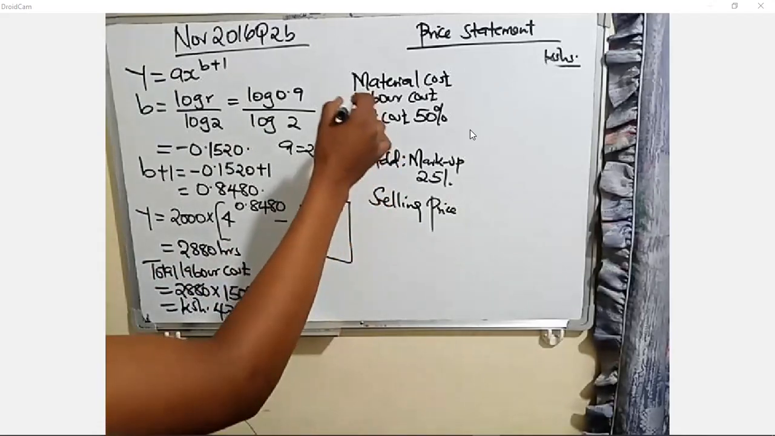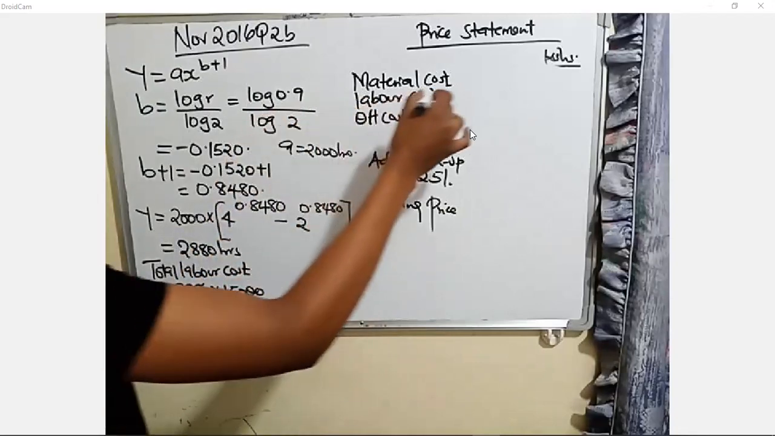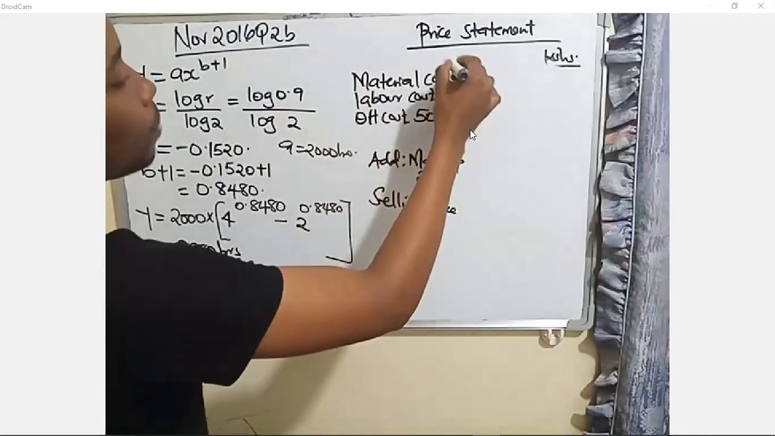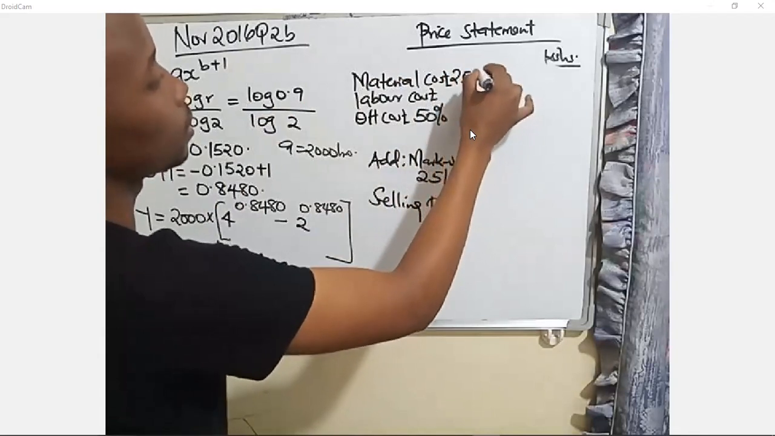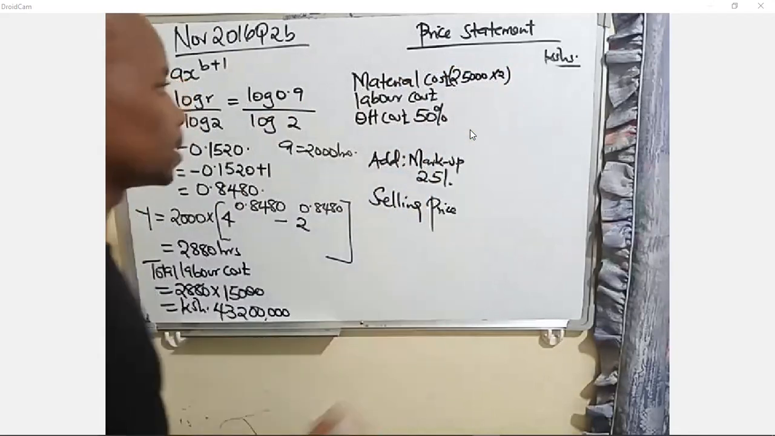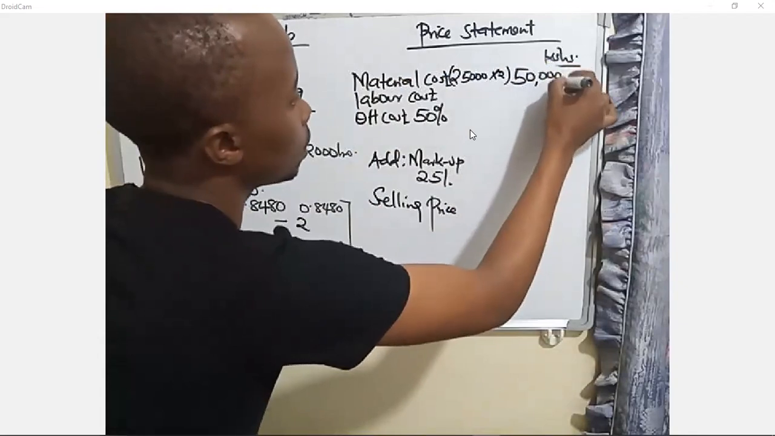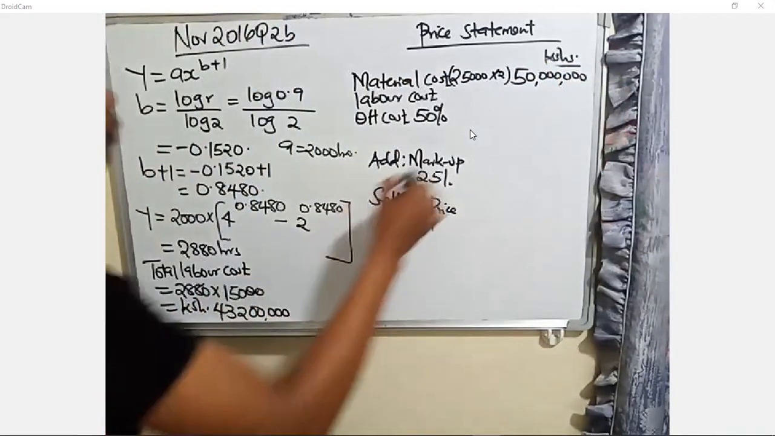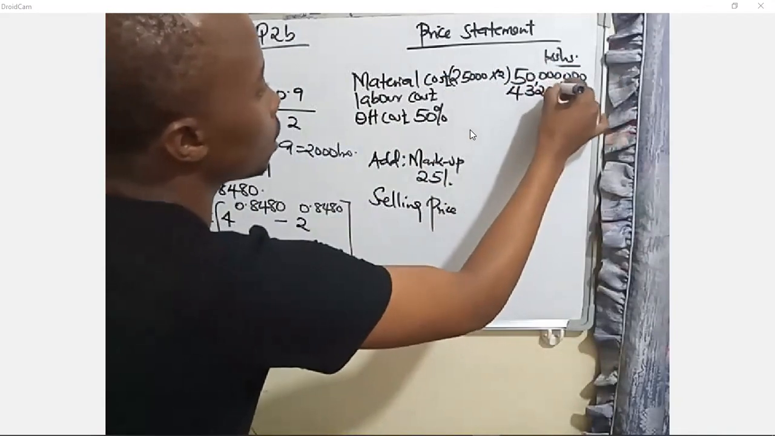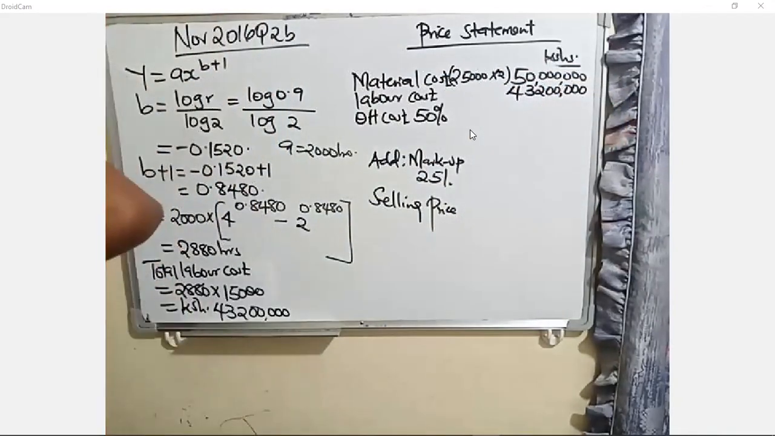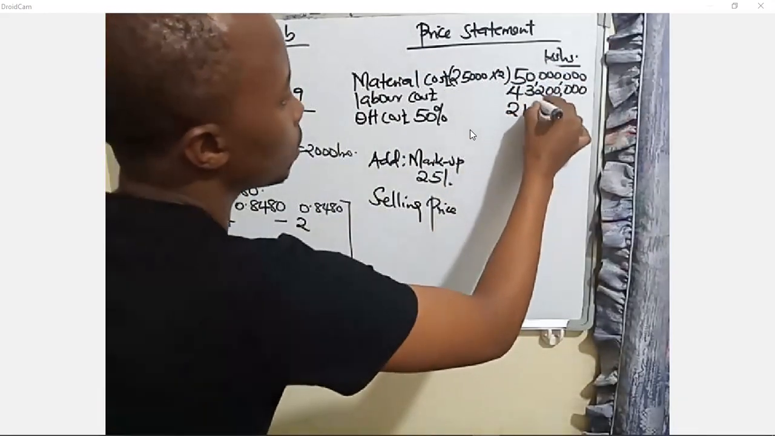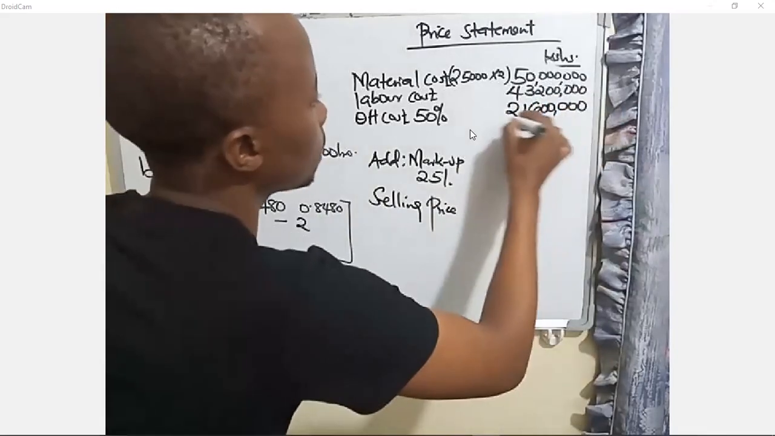Now, remember we are placing an order for 2 machines here. The material cost per machine was 25 million, so you multiply by 2 because we are dealing with 2 machines. So this will be equivalent to 50 million. Labor cost you have told me is 43,200,000. Overhead cost is how much? Is it 21,600,000? Someone to confirm that, and then you give me the total.